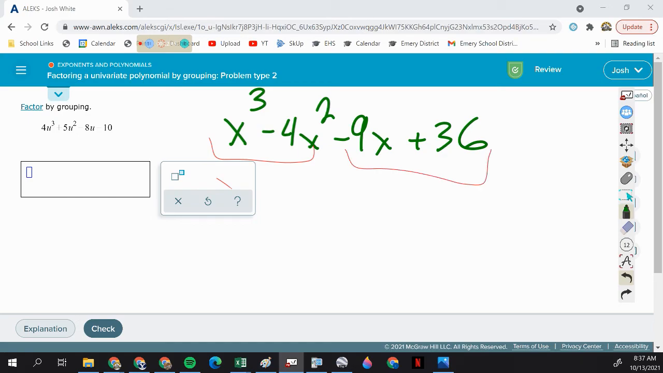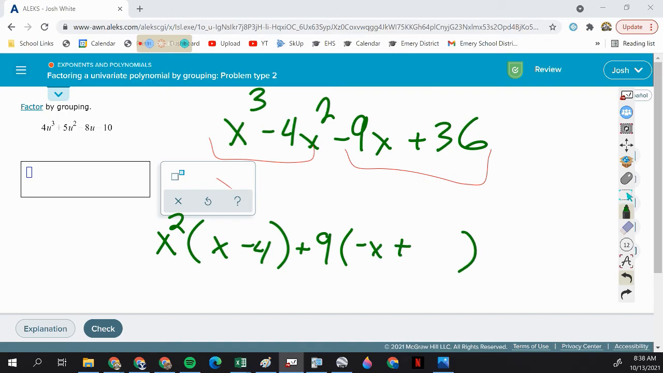What do the first two terms share? X squared, and then we get x minus 4. What do the second two share? Oh, something's not right. 9. So it is right. They share a 9. So I pull out a 9, and then I get negative x plus 4.